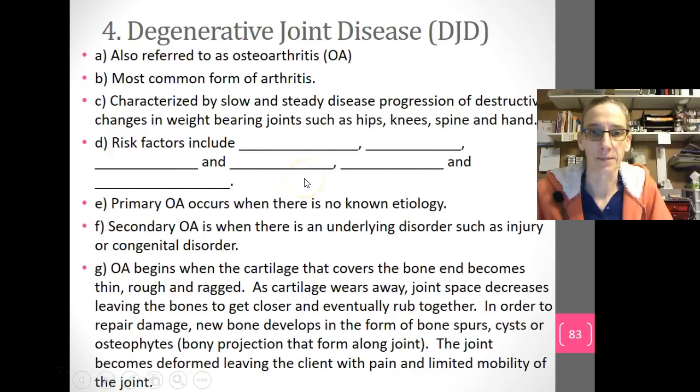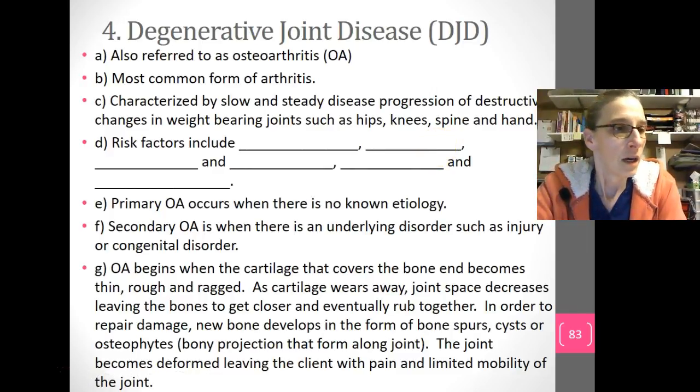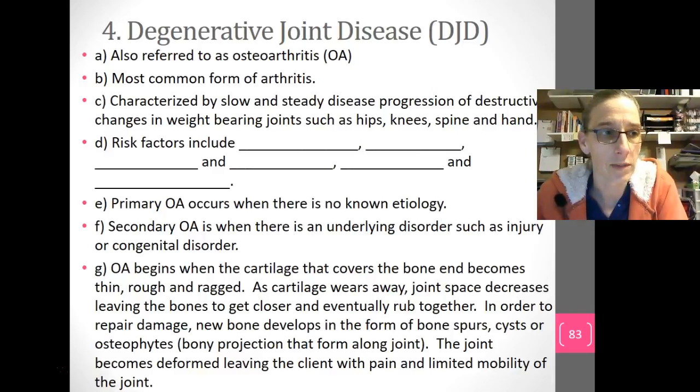Degenerative joint disease. Degenerative joint disease, also referred to as osteoarthritis. You'll hear about this a lot. There is no remissions with OA. No systemic symptoms like malaise and fever. It's all local symptoms. It's one of the most common forms of arthritis, known as the wear and tear disease, and often affects weight-bearing joints, such as hips, knees, spine, and hands, okay?